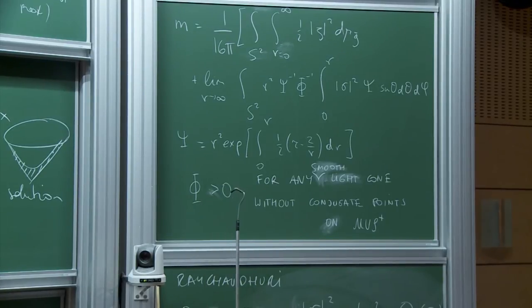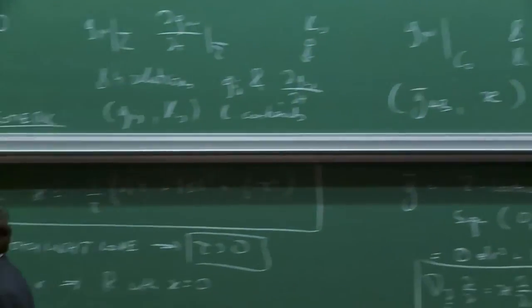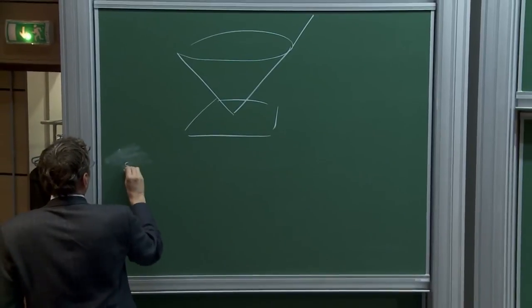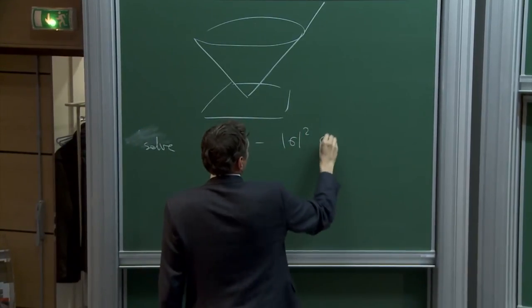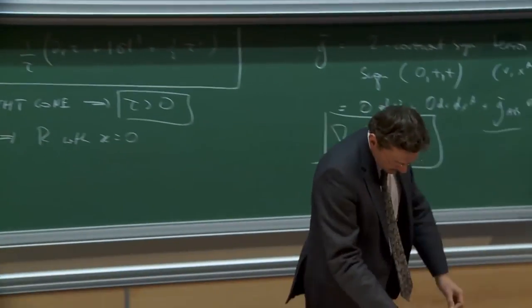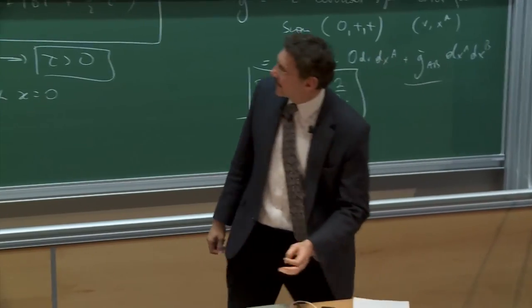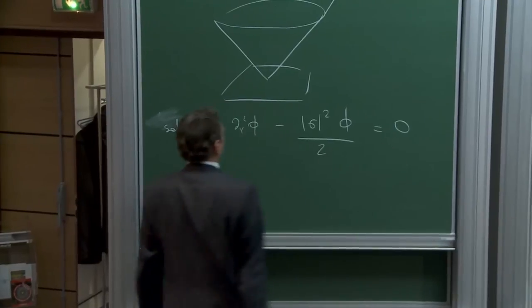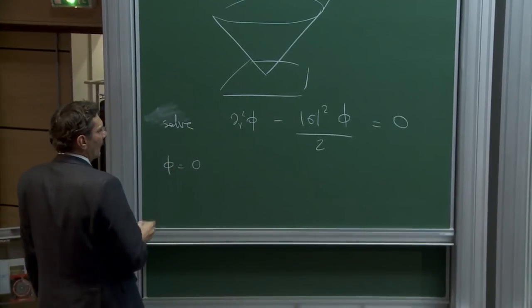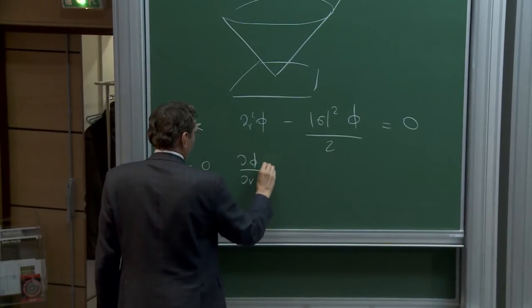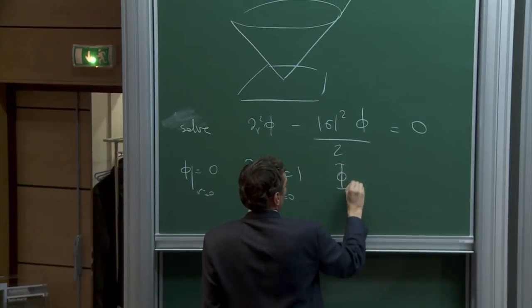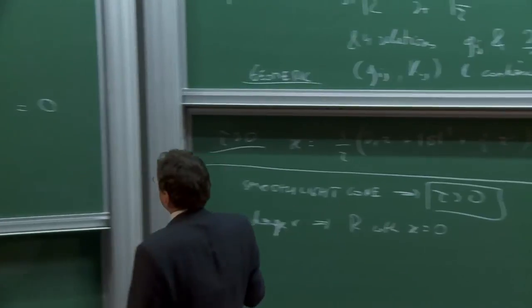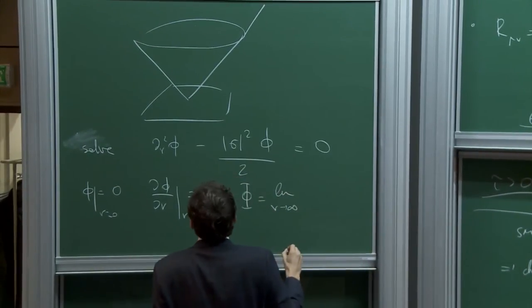Now, what is this phi? The phi is the only thing I don't know right offhand how to give you an explicit expression for, but I can tell you how to construct it. What you have to do is solve the equation d r squared of phi minus sigma squared phi, with the coefficient here, I think maybe there's a 2 here or something like that, equals 0, with the condition phi equals 0 at r equals 0, and d phi over dr at r equals 0 is 1. And then this big Phi would be the limit as r goes to infinity of phi over r.